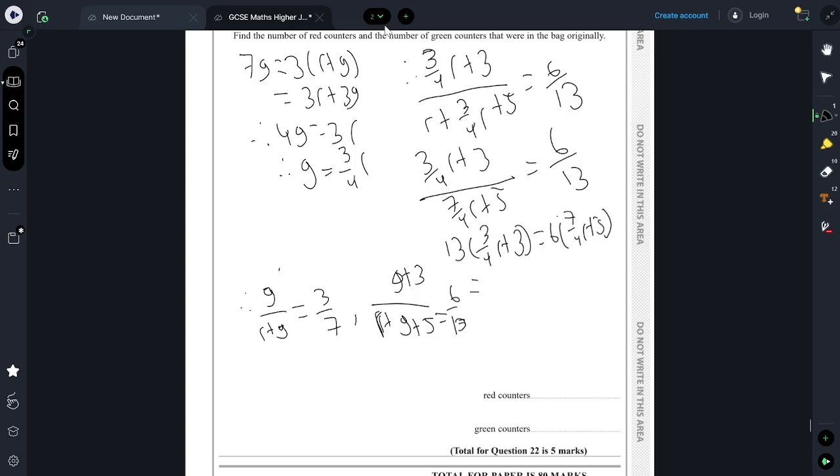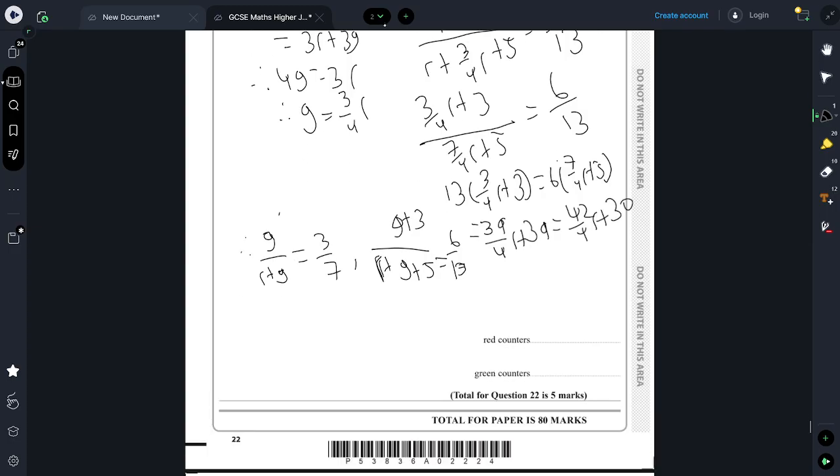So then expand. 3 times 13 is 39 over 4r plus 39. And that equals 7 over 4 times 6. 7 times 6 is 42 over 4r plus 5 times 6, which is 30. And so it's a linear equation. It's not a nice one, but let's bring it over here.